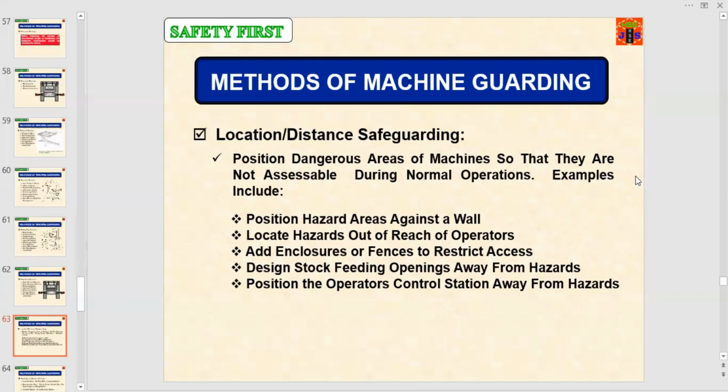Position dangerous areas of machines so that they are not accessible during normal operation. Examples include position hazard areas against a wall, locate hazards out of reach of operators, add enclosures or fences to restrict access, design stock feeding openings away from hazards, position operators' control stations away from hazards.